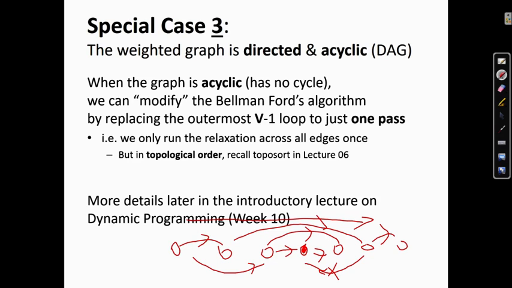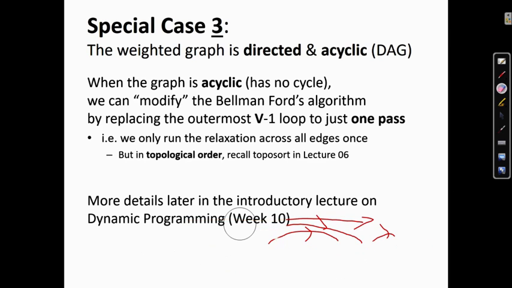So just in one pass like this, from left to right, I would have found the shortest path to every vertex from the source vertex. So this algorithm is also known as one-pass Bellman-Ford, because you replace the outer V minus 1 loop with just one pass.